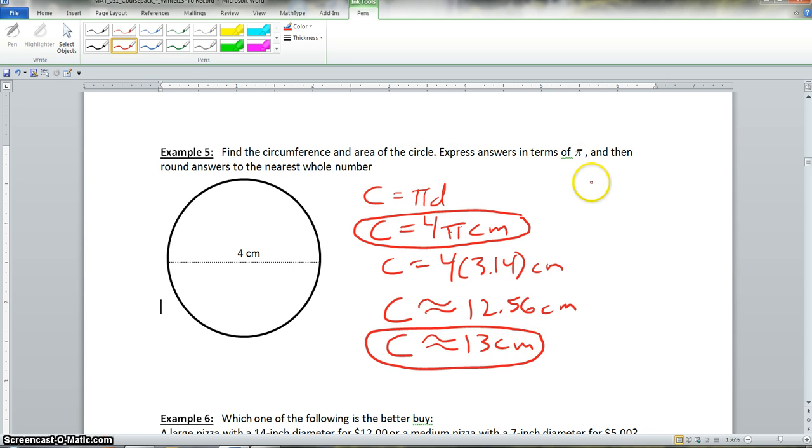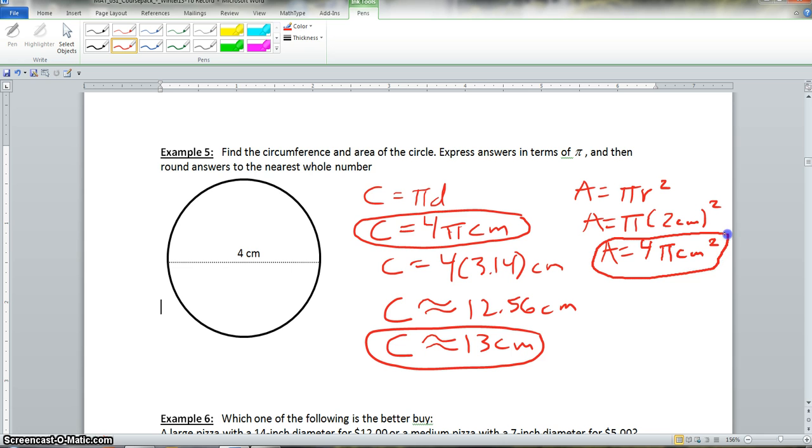Now we want to do the area. The area is equal to pi times the radius squared. Now, we must first do an exact answer. The radius is actually 2 centimeters. So it's pi times 2 centimeters squared. So your area is equal to 4 pi centimeters squared. This would be your exact answer.